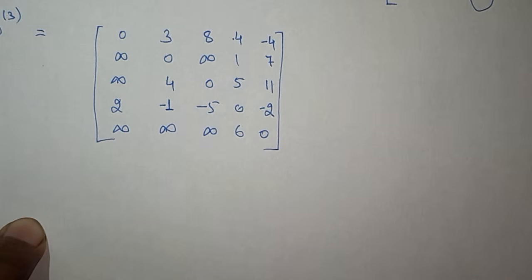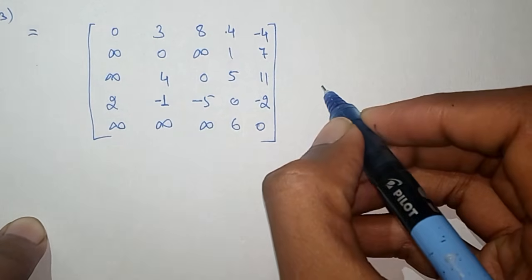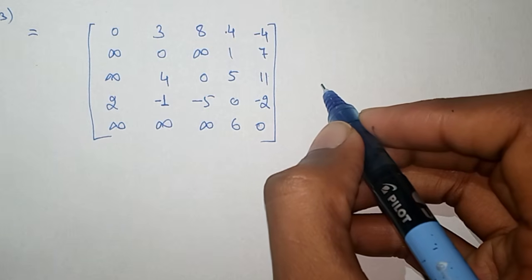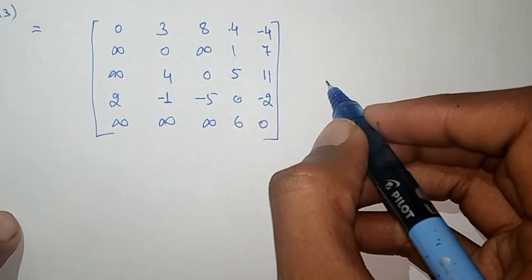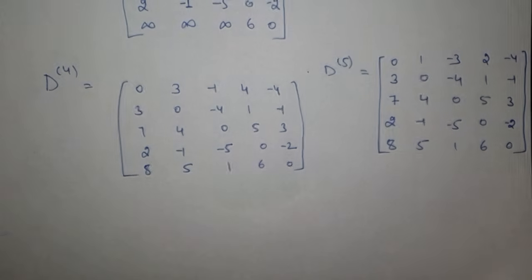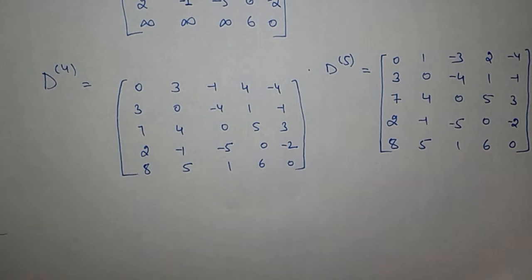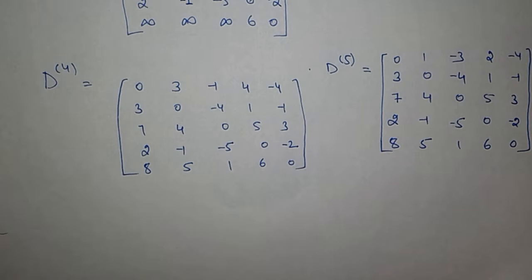Now the D4 matrix can also be found using the same trick, and you can do it on your own. I am showing you the answers for the D4 and D5 matrices. The answers for the D4 and D5 matrices are shown in the video, so you can check this by doing it on your own. If you have any problem, then you can comment below in the comment section.